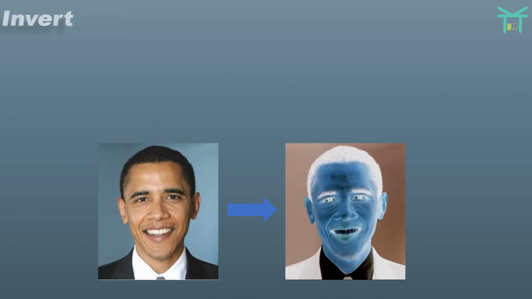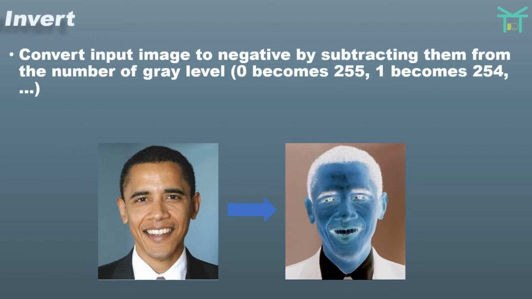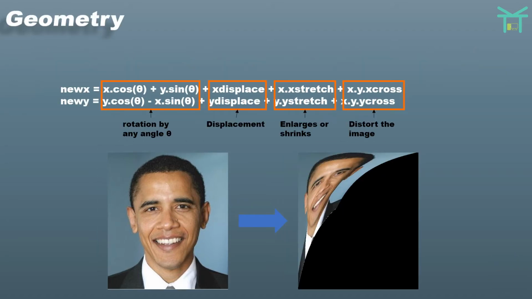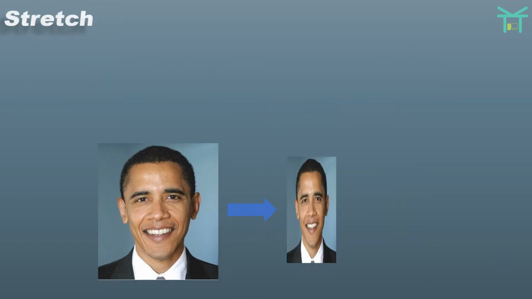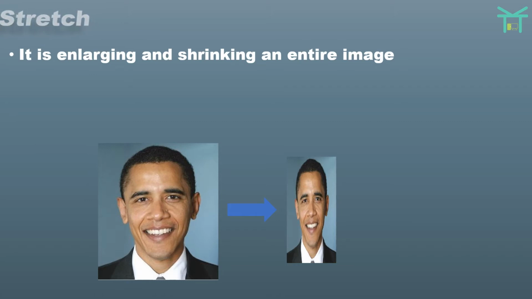Invert. Convert the input image to a negative by subtracting the pixel values from the number of gray levels. Level 0 becomes 255, 1 becomes 254. Geometry. It performs three basic geometric operations: displacement, stretching, and rotation. Stretch. It is enlarging and shrinking an entire image.